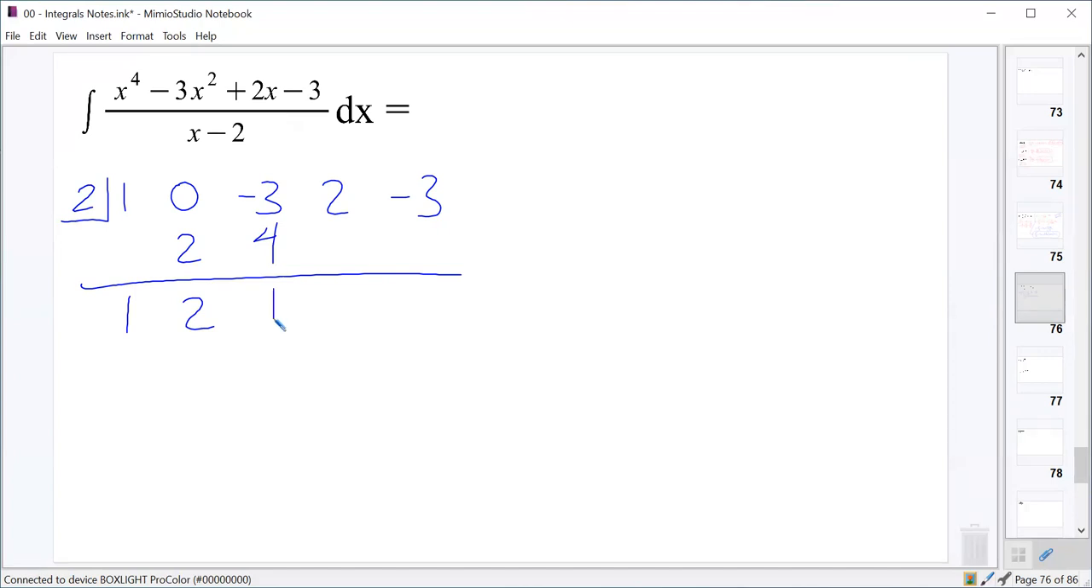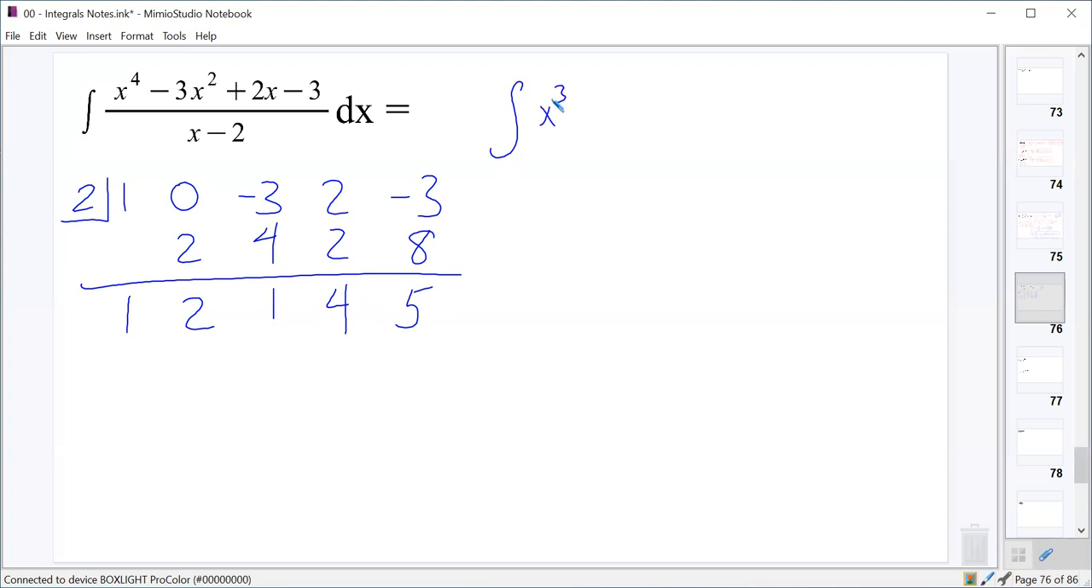Again, the 1 times the 2 up in the box gives us 2. We'll add the 2 and the 2 together to get 4, multiply the 4 by the 2 that's up in the box to give us 8, and add the negative 3 and the 8 to give us 5. So this divides out to become an integral of x cubed.